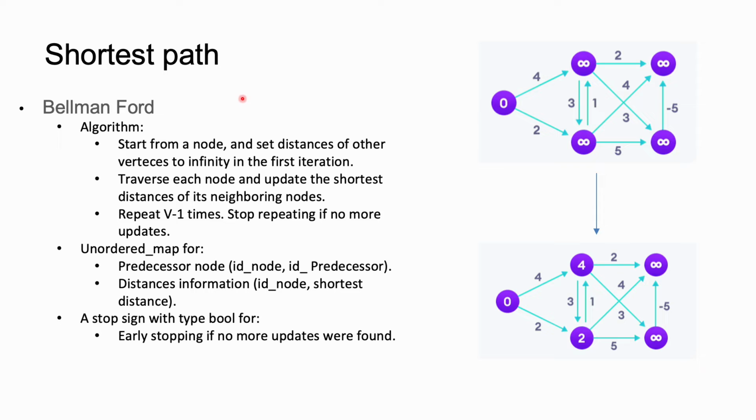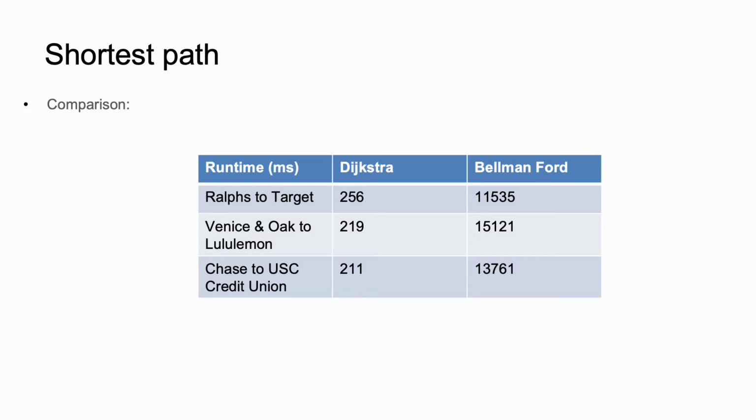Bellman-Ford algorithm was also implemented. We don't need to record visited nodes this time. A stop sign is useful for early stopping when no more updates were found, and this can accelerate the runtime a lot. This table shows the comparison of the two algorithms.